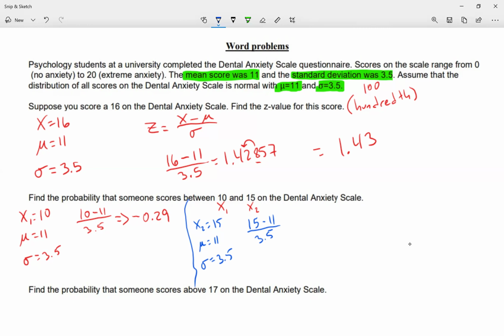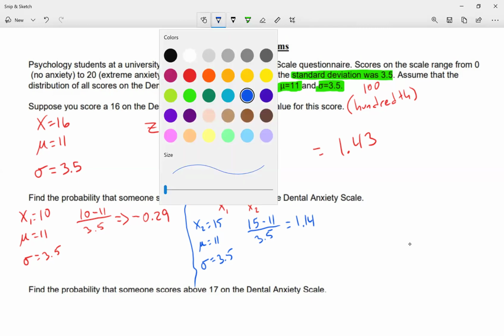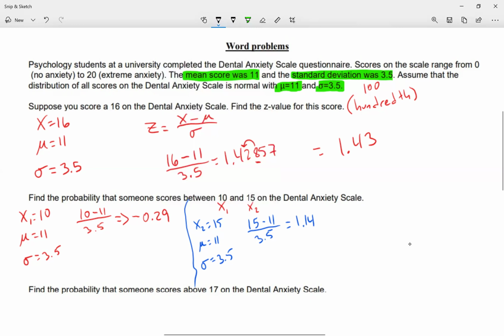And my answer, I'm gonna round it to 2 decimal places. So I'm gonna say this is 1.14. Okay, I found my z-scores. Now I do need the z-scores for the probability. Here, I'm asking for probability.